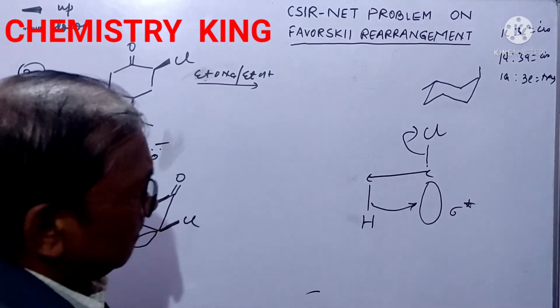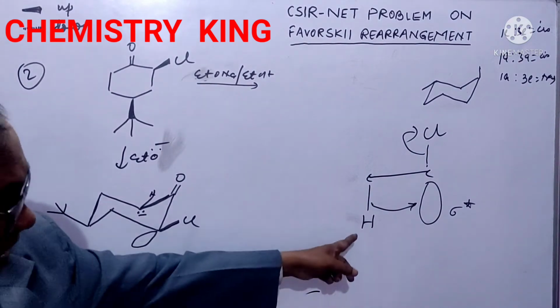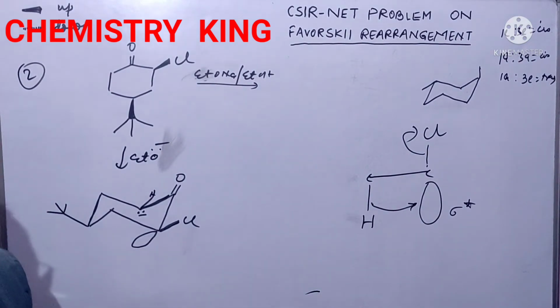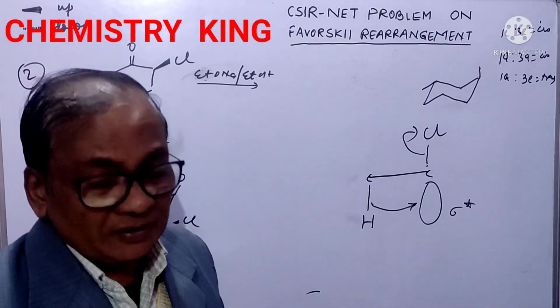Chloride ion is eliminated, and here H plus is eliminated. Overall we say that HCl is eliminated, resulting in a double bond.